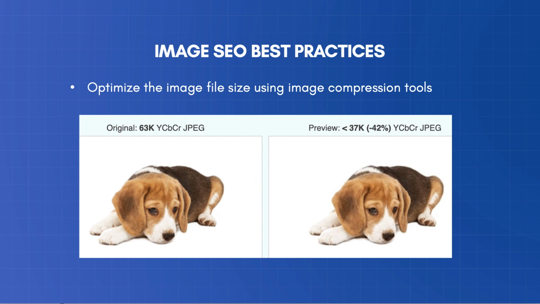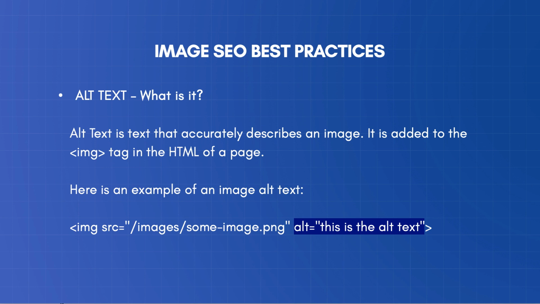Next, you should pay special attention to the image alt text. Alt text, also known as alternative text or alt attribute, is a text that accurately describes an image. It is added to the IMG tag in the HTML of a page. The alt text is the most important element to configure for SEO purposes because it helps search engine crawlers understand the subject matter of the image.